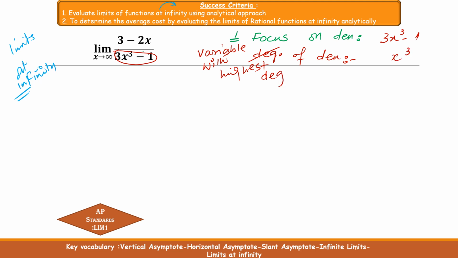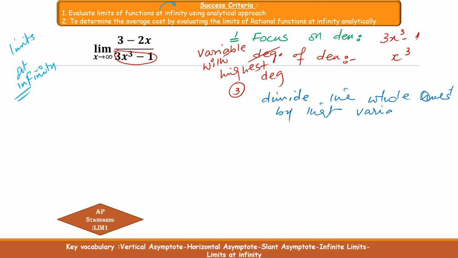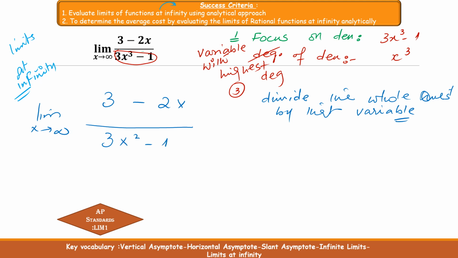So the third step is that you will divide the whole question by that variable. Okay, so how we will do it? Let's see here. First of all, we will write limit x approaches infinity. Let me write the question to show you here.